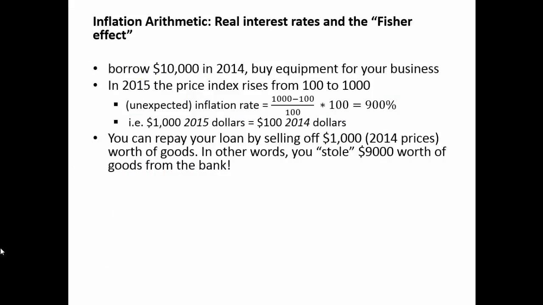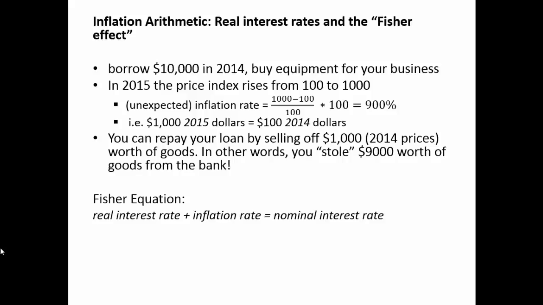Now, banks and creditors in general, money lenders in general, aren't going to be dumb about this. They're not going to let people steal this from them. So if they see inflation coming, or if they sense inflation's coming, they're going to go ahead and factor the inflation rate into the interest rate to give them protection from the withering effect of inflation on their real interest earnings. And that leads us to the Fisher equation.